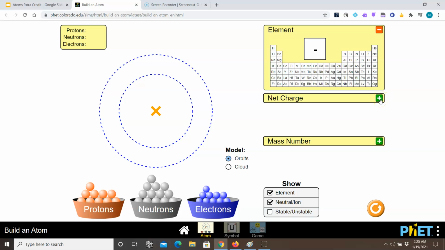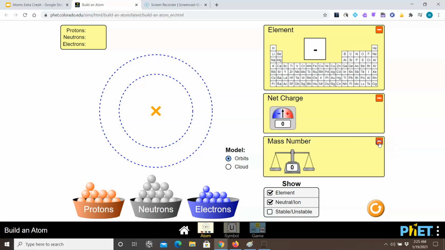So what I'm going to have you do is click the plus sign so that this now shows, and you can see right now, since there are no protons or electrons here, this has a net charge of 0. Also, you're monitoring what happens to the mass, so you want to click on the plus sign as well. And now you have your mass number shown.